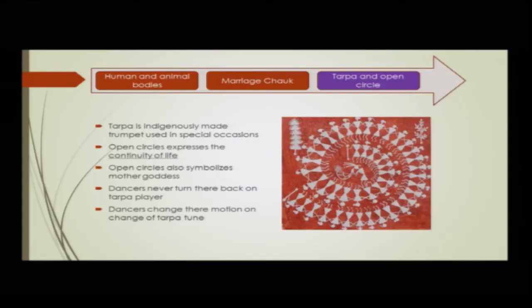This open circle expresses their belief in the continuity of life. Continuity of life means they believe that there is no end after life, that death is not the end of something, it is the beginning of a new life. So life continues after death, it just changes from one form to another. So this open circle represents that knowledge and that belief of worldly people.